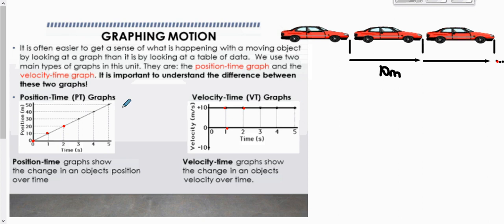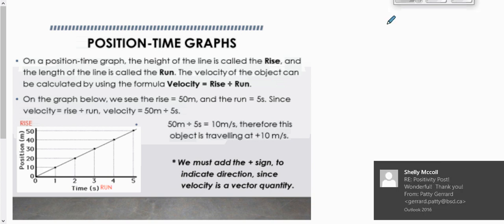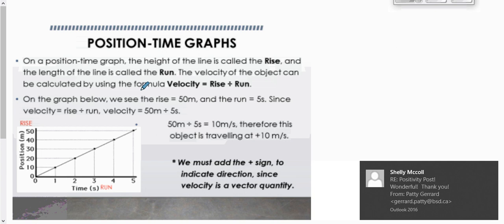Both of these graphs, the position time graph with the diagonal line but straight, shows constant velocity, and a horizontal line on the velocity time graph shows constant velocity. Both of these graphs are showing the motion of the car. The difference is whether we're measuring how its position is changing or how its velocity is changing.